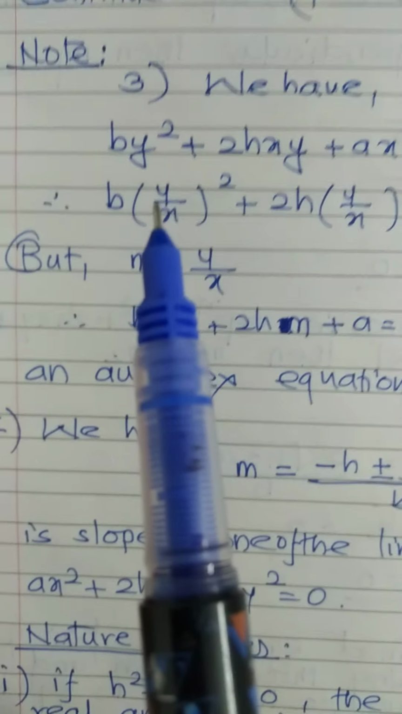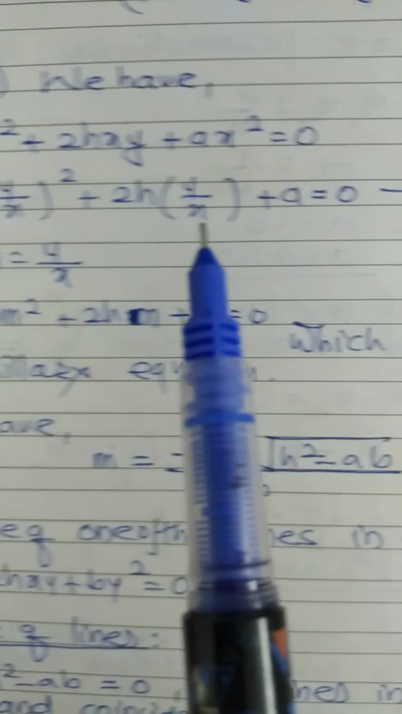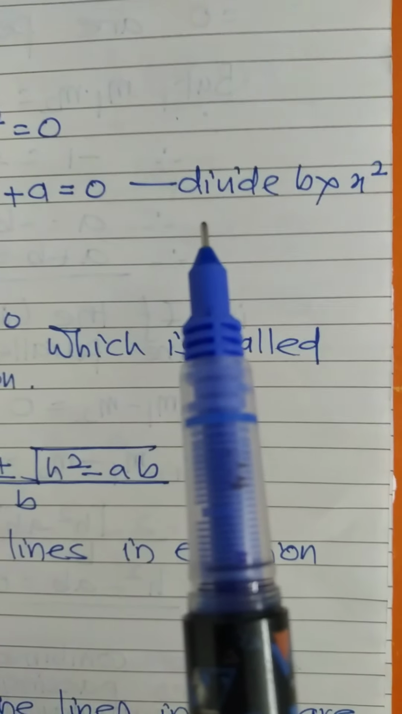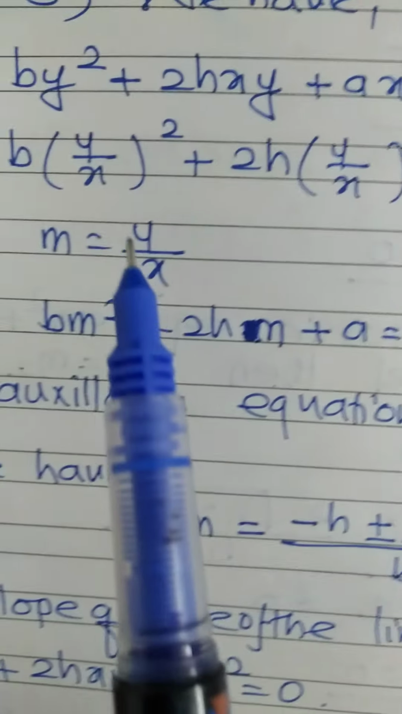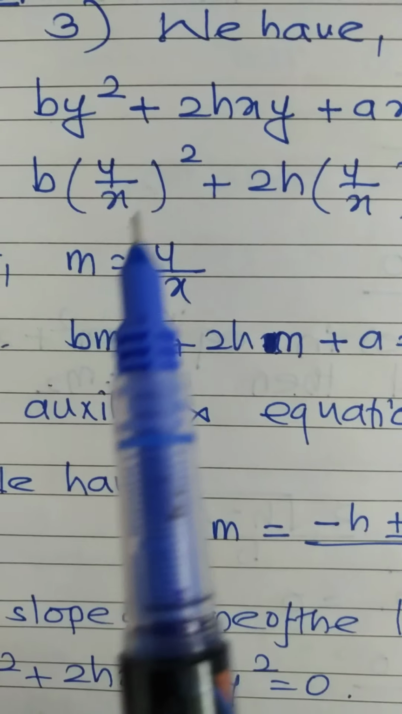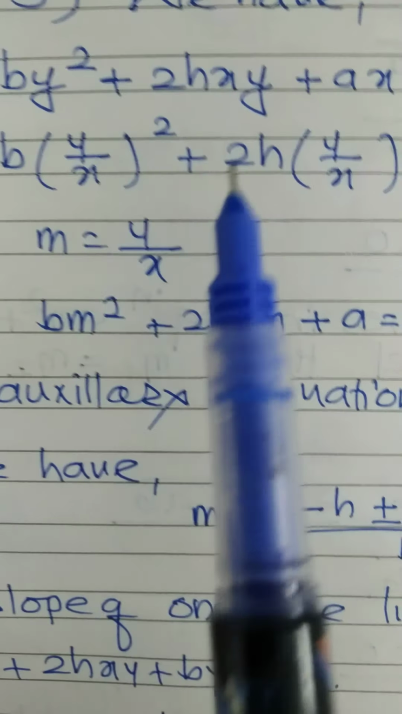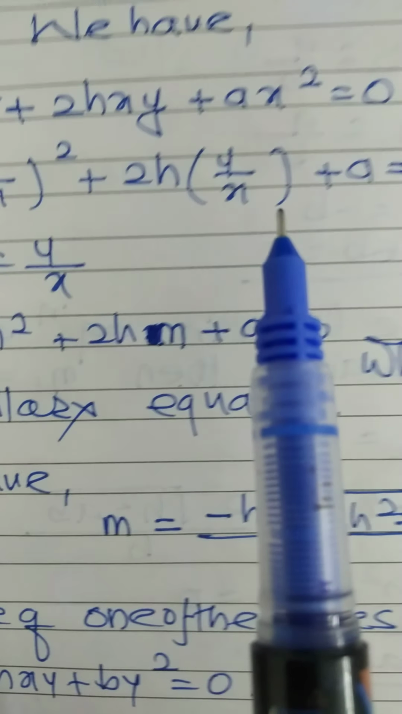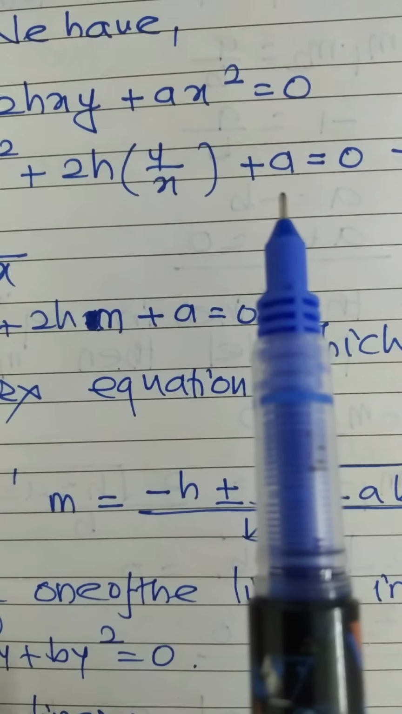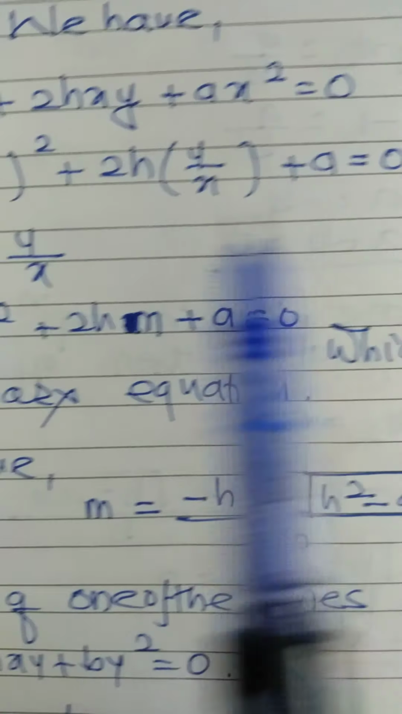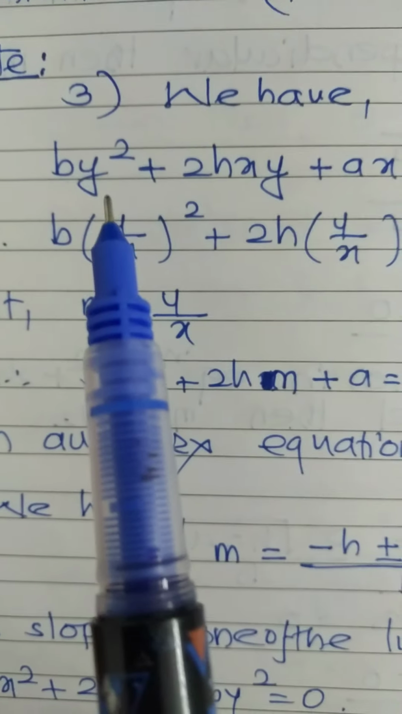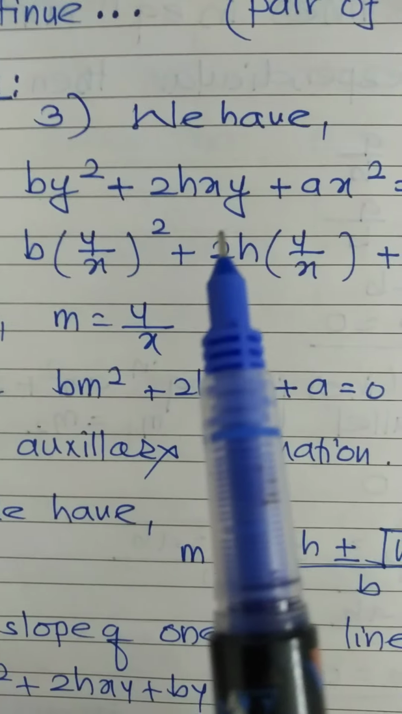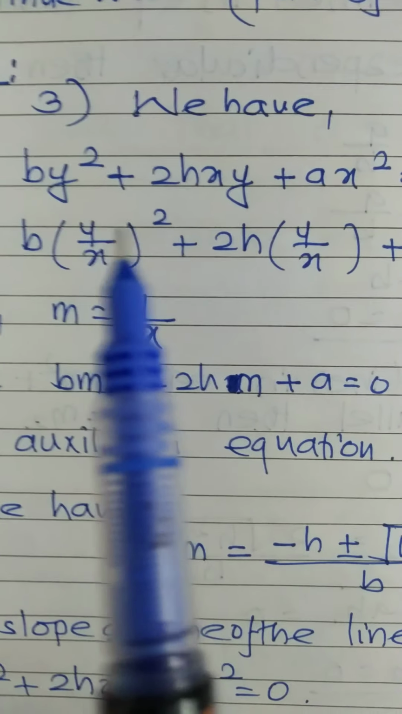So we have to modify this equation. That's why divide both sides of that equation by x square. So b into (y upon x) whole square, the x square in one term gets cancelled, so 2h into y by x, plus x square gets cancelled, so it is a equals to 0.